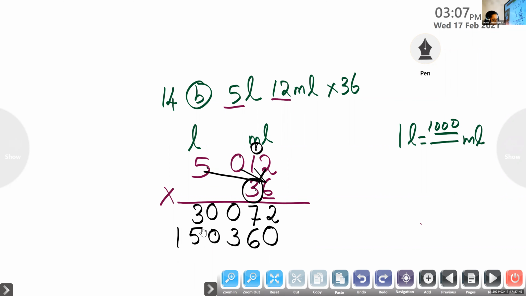So the second row, children, 150360. Then what we have to do? Add. Find out the answer.